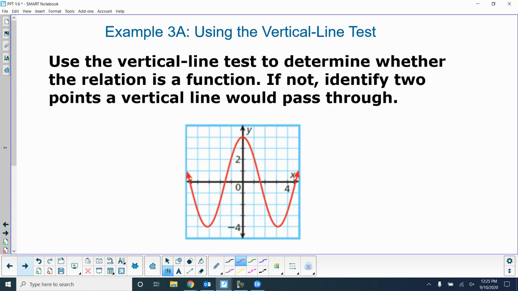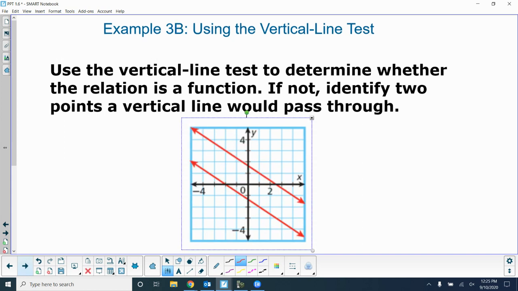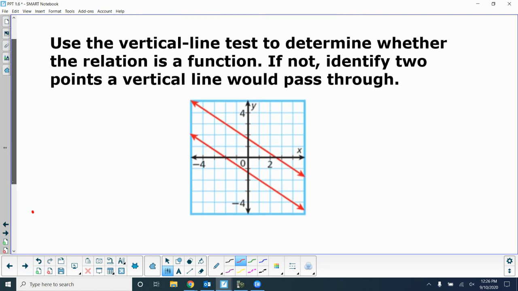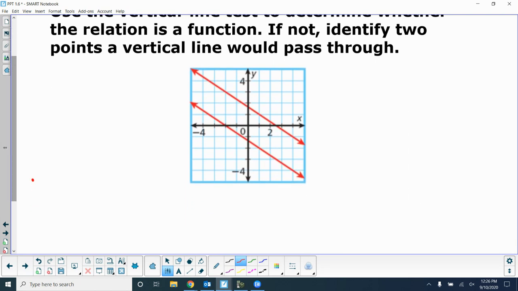Mary, is this graph a function? No. All right. Give me 2 points that a vertical line would pass through. It says if not, you said no. Identify 2 points a vertical line would pass through. So give me 2 coordinates. 0, 2. 0, 2. It doesn't quite go through that. You mean like right there, about 1.5? 1.75? I'll go with that.